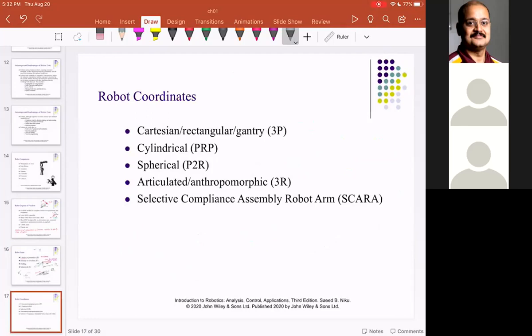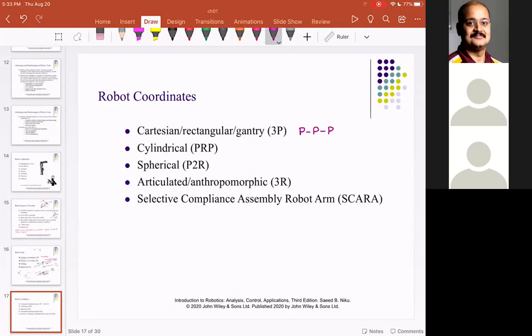Now let's talk briefly about what the different robot coordinates are. You could have a Cartesian coordinate system wherein you have X, Y, and Z, which means 3P, which stands for 3 prismatic joints. So the robot coordinates become P, P, P: the first prismatic joint, the second prismatic joint, and the third prismatic joint.